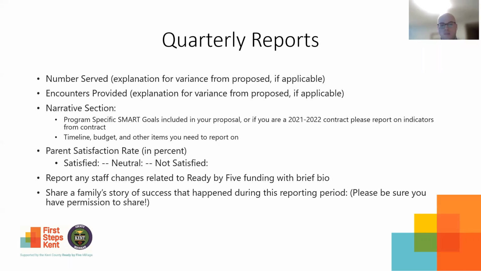Then, like our last quarterly report, you'll be reporting on parent satisfaction rates. All programs or contracts should be collecting this information, and you'll be reporting on it through satisfied, neutral, or not satisfied. Hopefully, with those three ways we break it down, you can translate how you do your surveys to those. Then you'll also be reporting on any staff changes related to the Ready by 5 funding. You'll provide a brief bio, and of course, if you have a success story, you'll provide it here, and then obviously make sure to get permission to share.